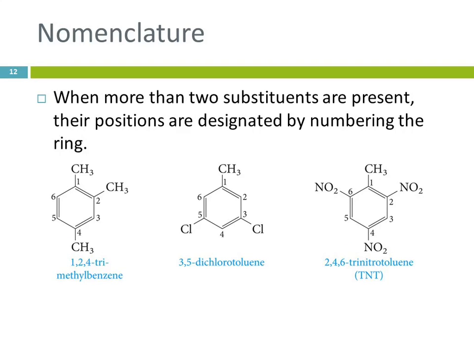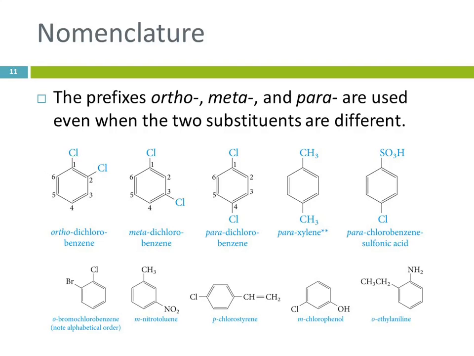We use those prefixes even if the substituents are different. So here's one where they're the same. We have 2 chlorines on the benzene, and so this is dichlorobenzene. We use the prefix ortho to tell us that they are next to each other. If we were using numbers, what would we call that one? It would be 1,2-dichlorobenzene.